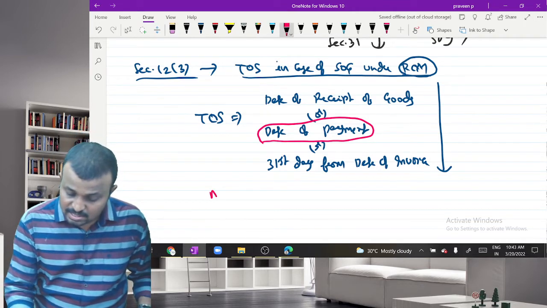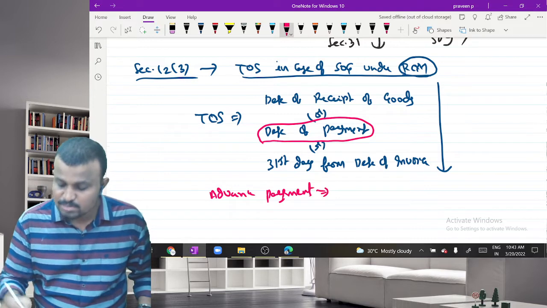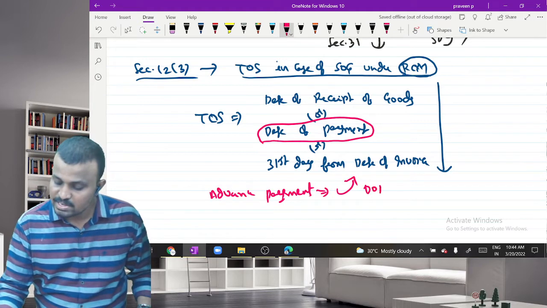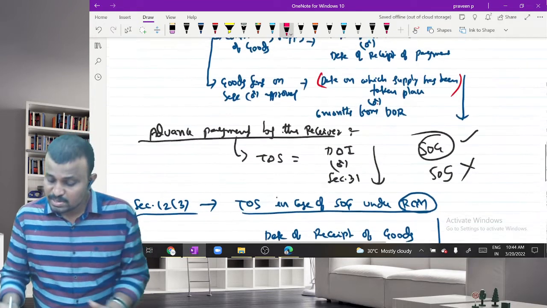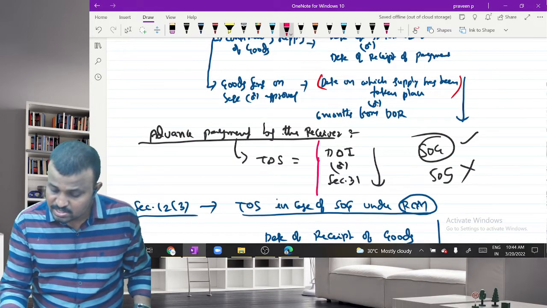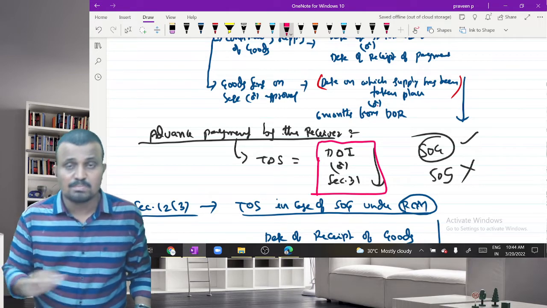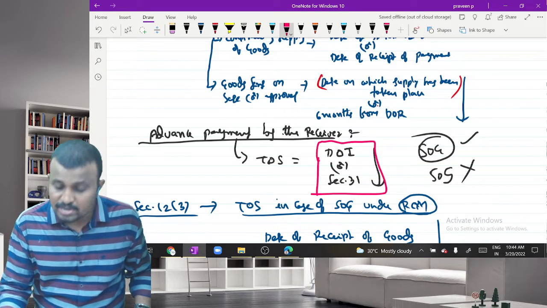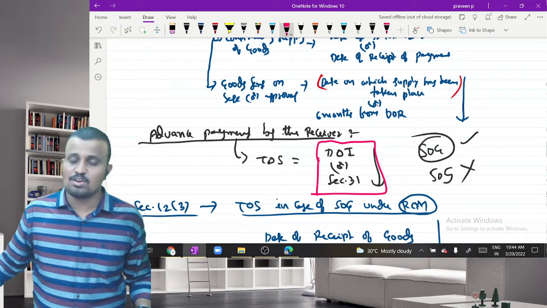And even in case of advance payment, this provision is only applied where the date of payment is said to be the time of supply. Because in case of advance payment, this provision is applied only in case of forward charge mechanism, not in case of reverse charge mechanism. And remember one thing, this provision is applied only for dealers other than composite dealers.